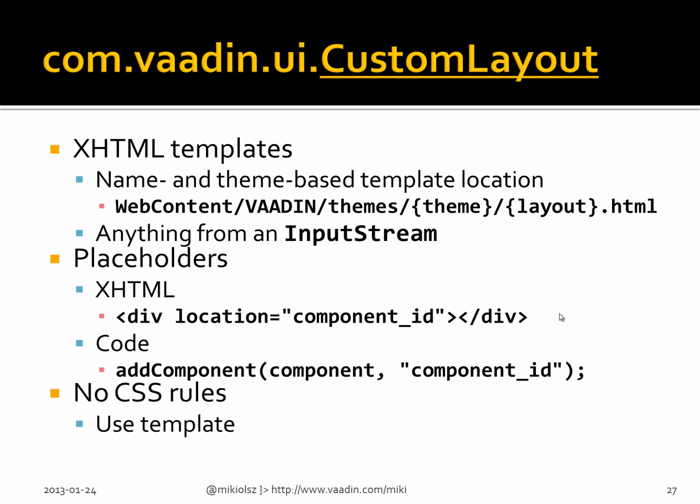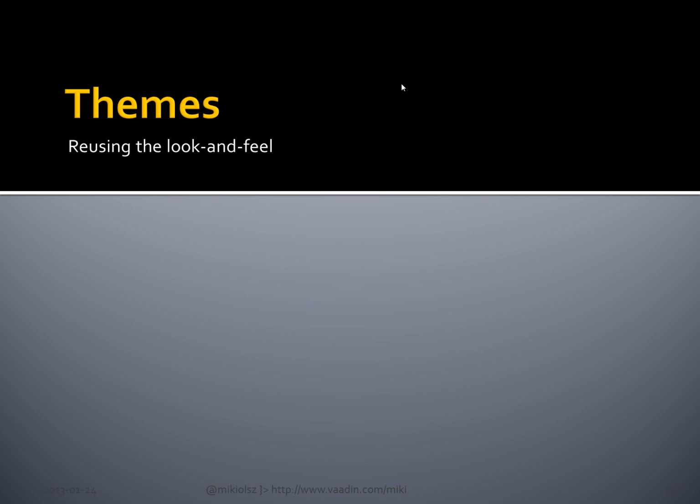Finally, we have custom layout, which is a very useful thing because it uses an HTML template, meaning that you are actually not having any layout. Instead, you use placeholders in an HTML file. This layout has no CSS because you are using an HTML file, which means you can connect CSS to it directly. Okay, themes. Themes are a way to reuse how the application looks.